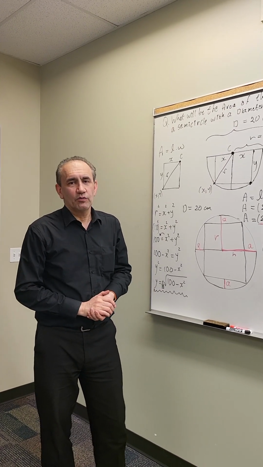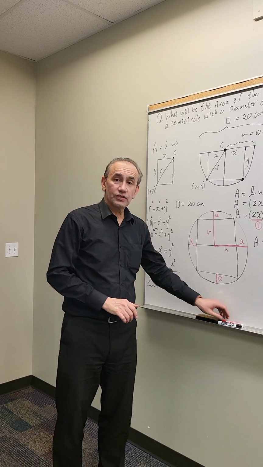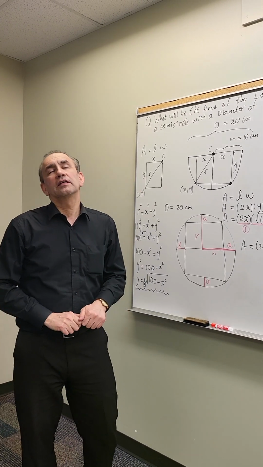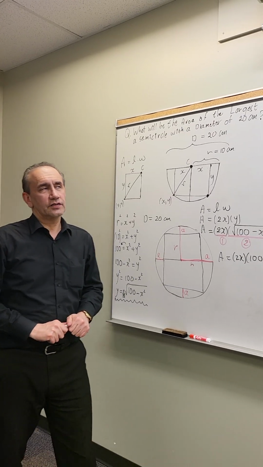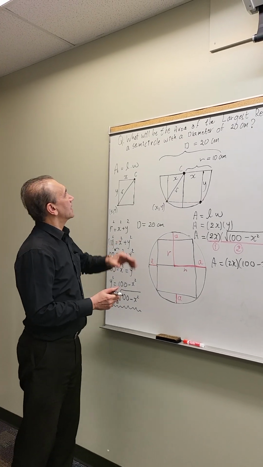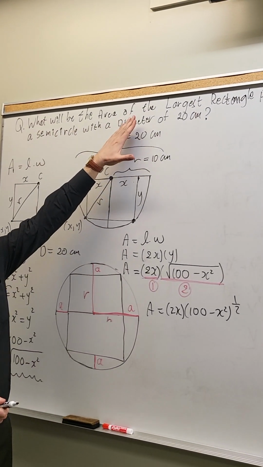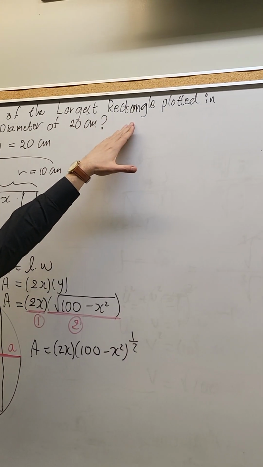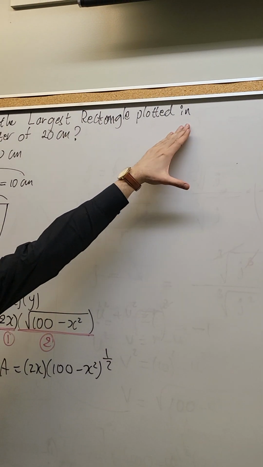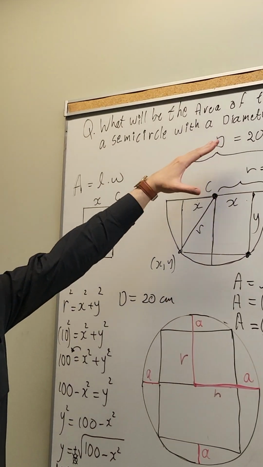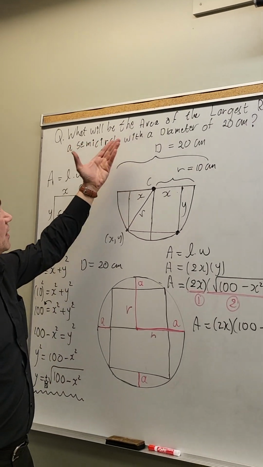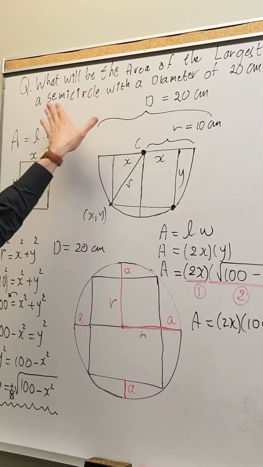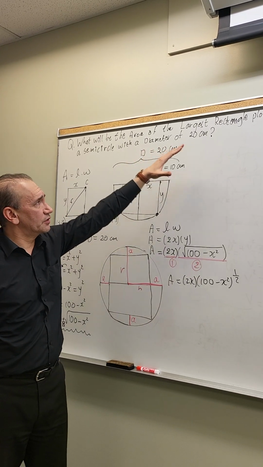Again, I'm going to explain questions about the application of calculus, maximum and minimum applications in calculus. There is a question here saying: what will be the area of the largest rectangle plotted in a semicircle with a diameter of 20 centimeters? What is the largest area of the rectangle plotted in a semicircle with a diameter of 20 centimeters?